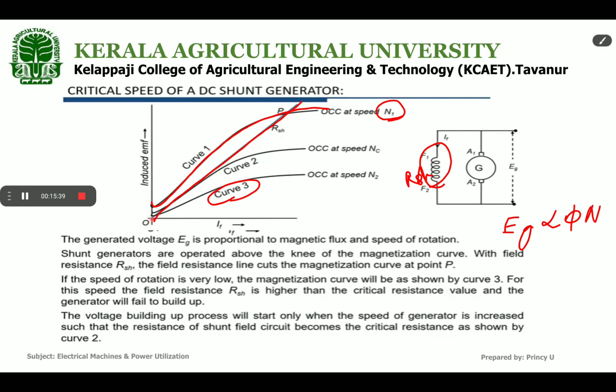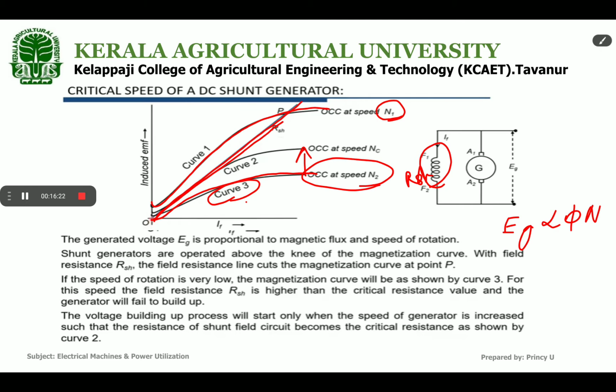Then for this speed the field resistance RSH is higher. Look at this curve, we know that this OCC curve will not be touched by the shunt field resistance line. So RSH is higher than the critical resistance for this particular speed. The generator will fail to build up if the resistance line does not touch curve 3. That means the generator cannot build up voltage by itself. So the voltage building up process will start only when the speed of the generator is increased. So we have to increase the speed to a particular value.